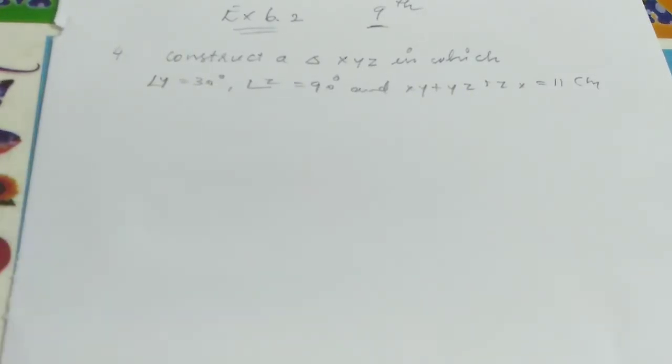It's exercise 6.2, 9th standard, construction unit. In this exercise we are going to see the sums on construction, how to construct the triangle if the perimeter is given. That means the sum of all the three sides.